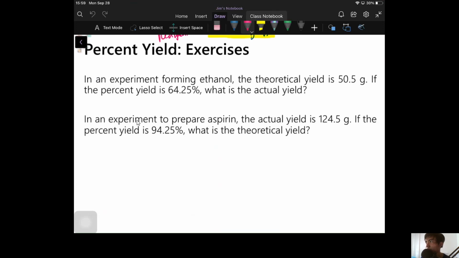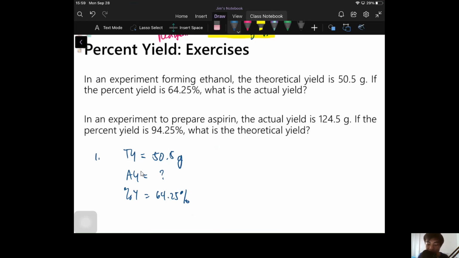Okay, so let's answer that. Number one, your theoretical yield is 50.5 grams. Your actual yield is question mark, and the percent yield is 64.25%. So, what we are looking for here is the actual yield. I said the actual yield is usually given, but when I say usually, it doesn't mean always. It's just often.